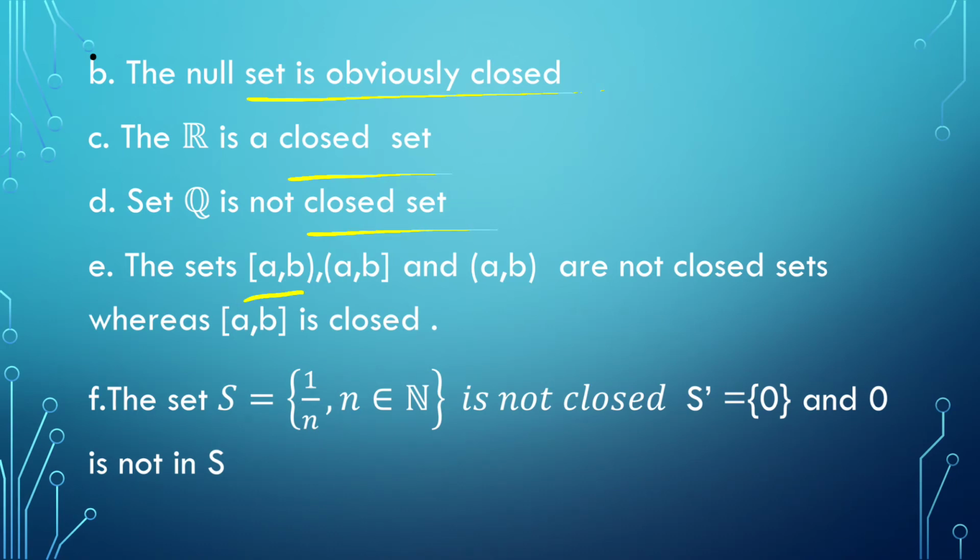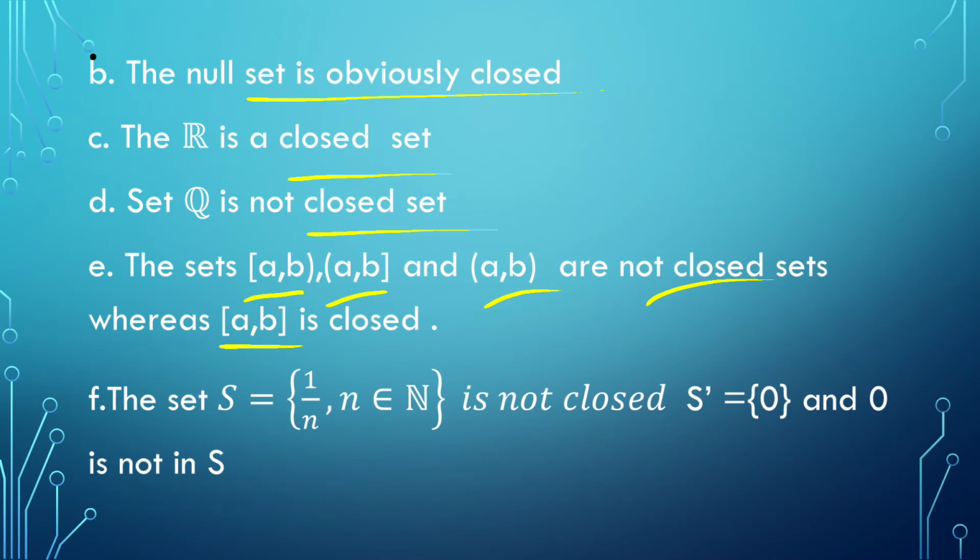Then this set and this one are not closed. Of course, you see they are open, either lower, upper, or both sides, so you find they do not contain their limits. So they are not closed. But if you look at this one, it is closed.